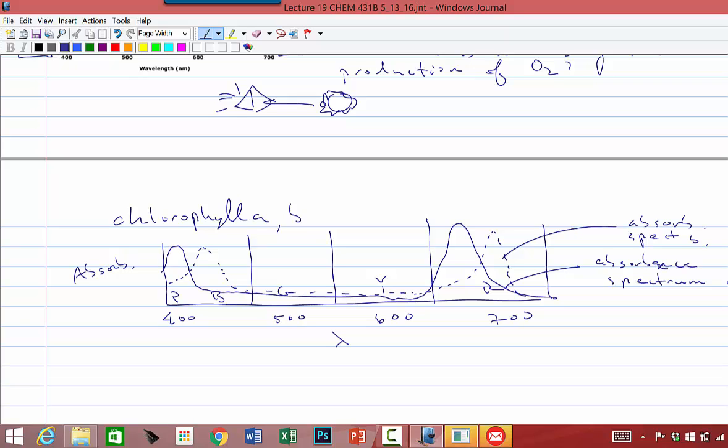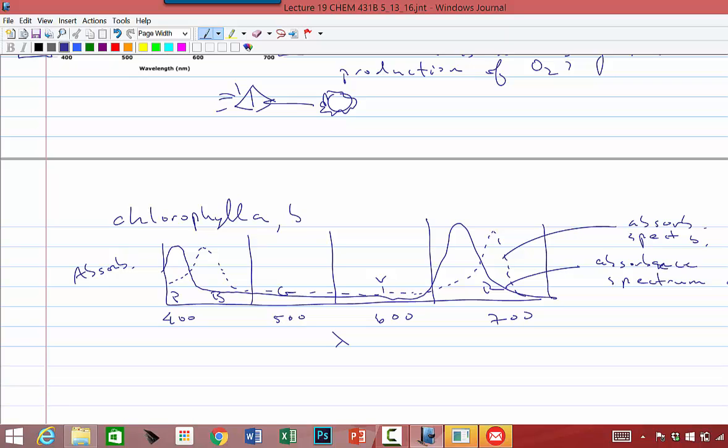So you have a couple of views of what's going on here with this chlorophyll. Now I'm going to talk about something that's pretty important, and that is something called the Z scheme. The Z scheme. So this is going to be on page 862 of your book.